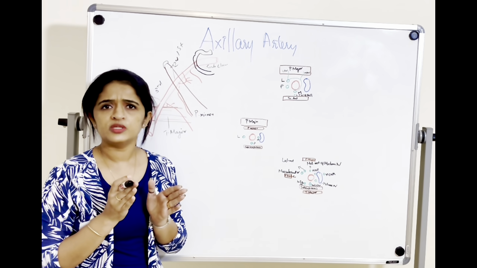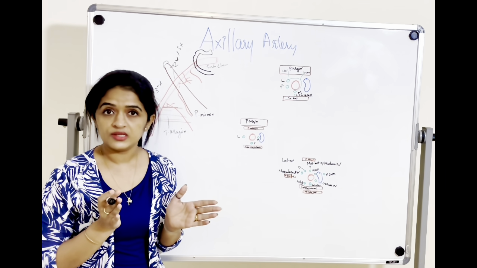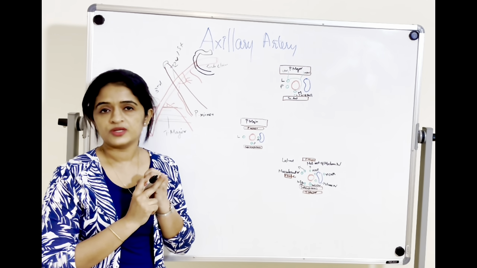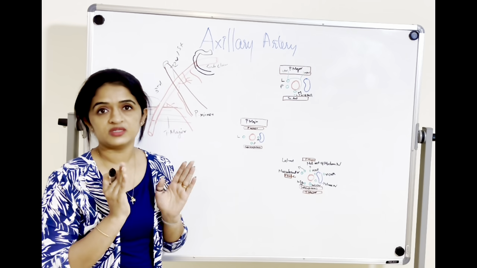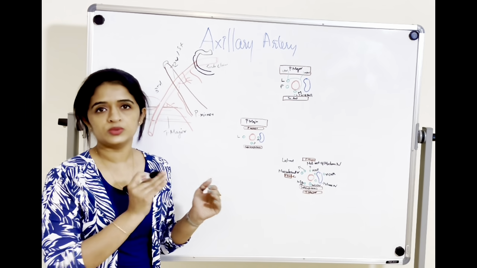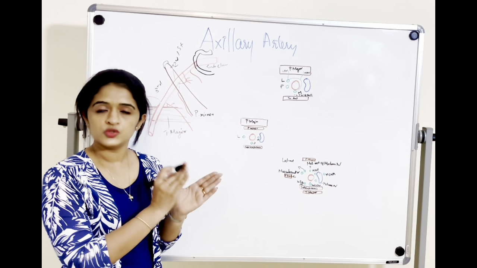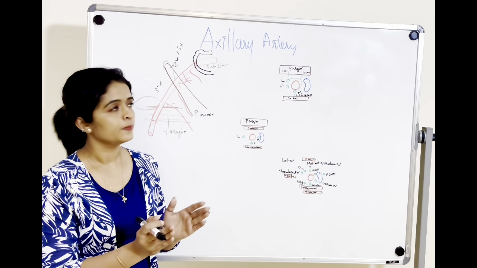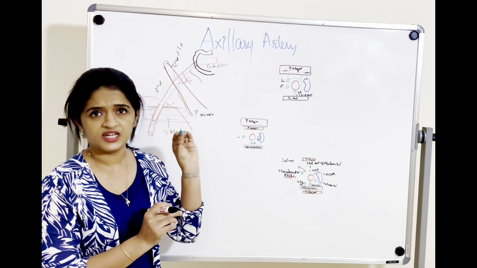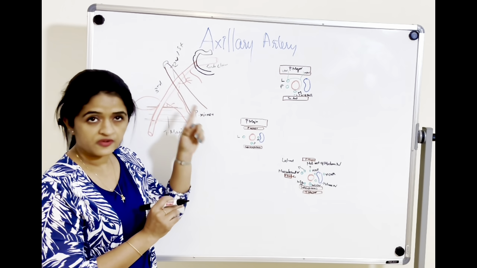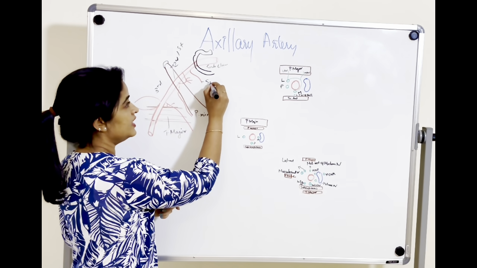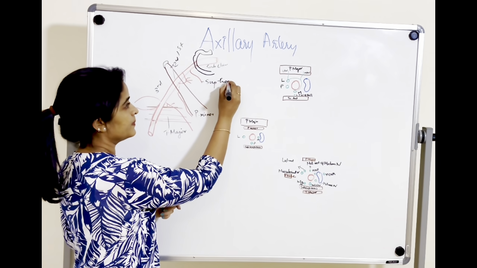When we talk about the branches of the axillary artery, it is very easy. One branch from the first part, two branches from the second part, and three branches from the third part. So the rule is 1, 2, 3. Now let's see the names of the branches for the time being.